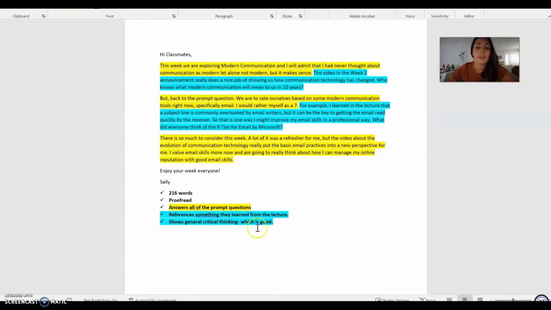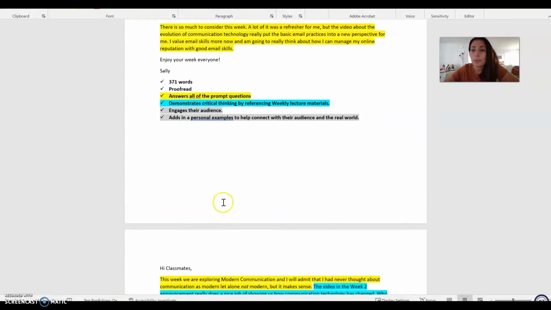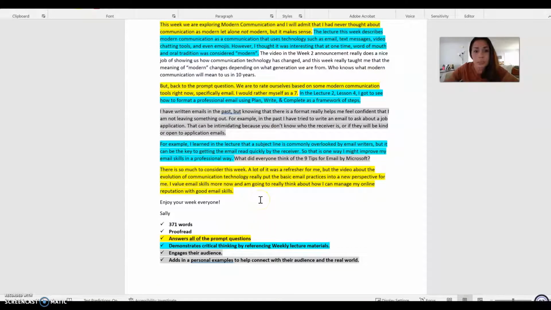But the key thing is that for critical thinking to be present in a post, you need to talk about some of the lecture material in relation to the question, okay? All right, so the student got the word count checked out, it's proofread, they answer all the prompts, and they add in critical thinking. Go ahead and pause this and read it in more detail so you can see what it looks like. But we're going to move on up to the stellar post, example number 3.